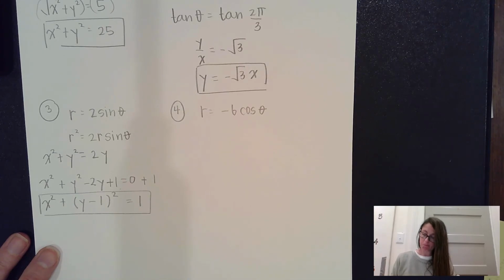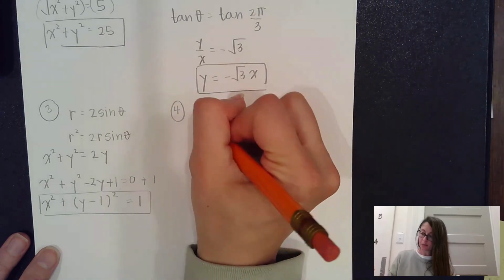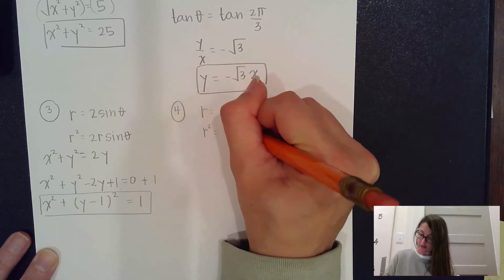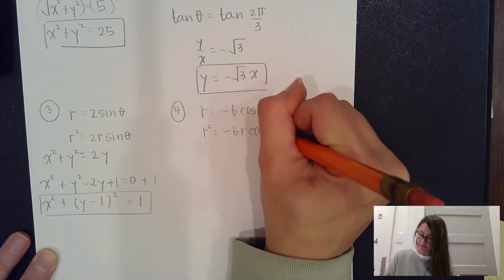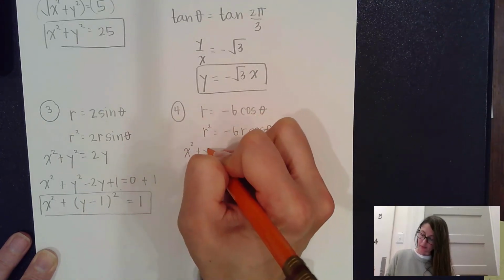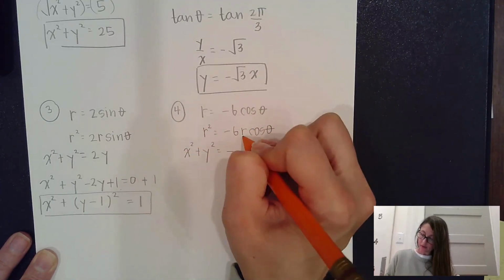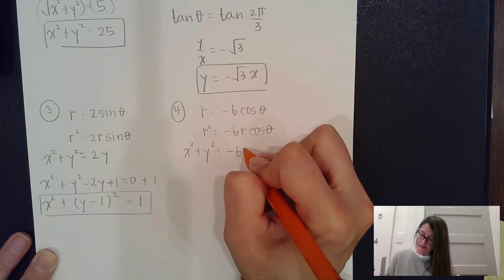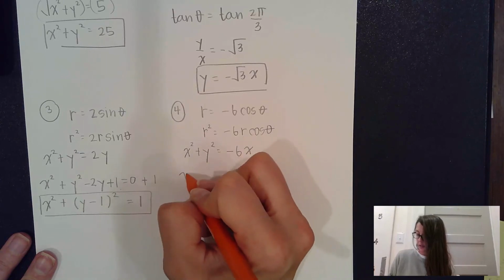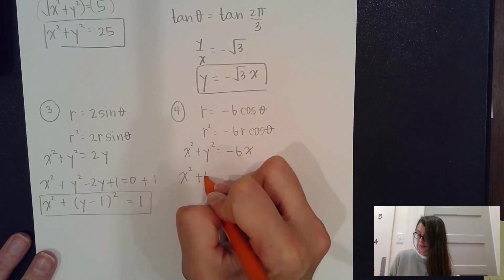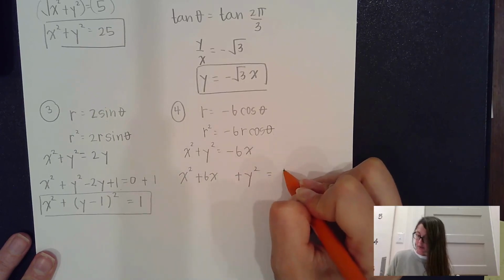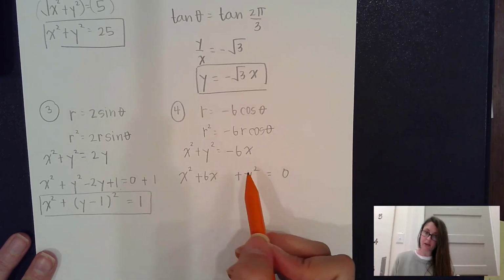Okay, I'll do this one. So multiply both sides by r, so this will turn into r squared is equal to negative 6r cosine theta. R squared is x squared plus y squared. R cosine theta is x. So I need to move this x over here to combine it. So x squared plus 6x. I'll leave a little room right there because I want to complete the square. And when I move it over, I have a 0 here.